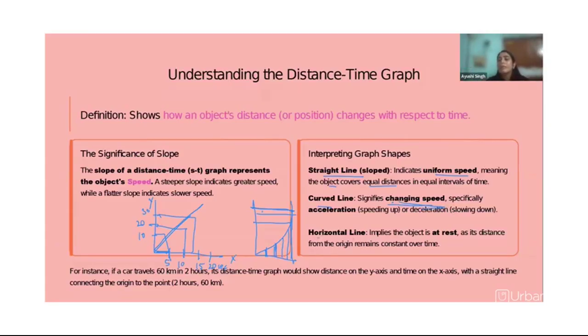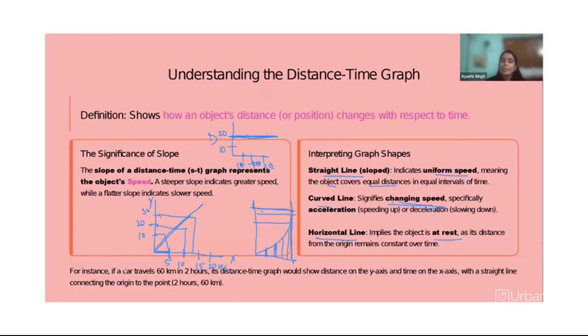If the line is horizontal like this, so this is distance, this is time. Now suppose this is 10, this is 20 meter, right? And here time is 1, 2, 3 seconds. So in the first second the distance was 20, right? In the second second also it's 20. The third second also it's 20, right? That means the object we are talking about is not moving. It is stationary. It is staying at one distance, one position. It is not in motion. So that means it is at rest.